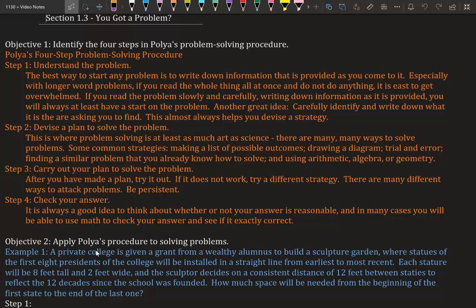First step is to understand the problem. The best way to start any problem is to write down information that is provided as you come to it, especially with longer word problems. If you read the whole thing all at once and you do not do anything, it is easy to get overwhelmed. If you read the problem slowly and carefully, writing down information that is provided, you will always at least have a start on the problem. Another great idea, carefully identify and write down what they are asking you to find. This almost always helps you devise a strategy.